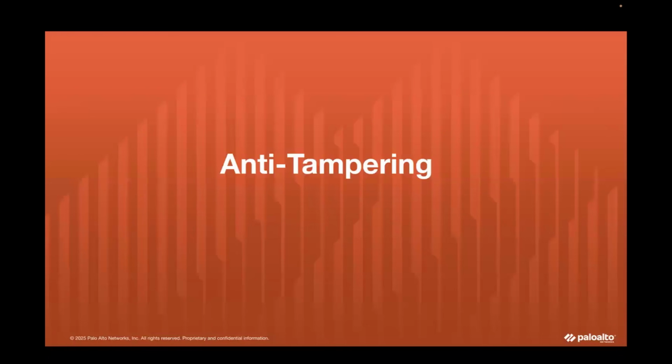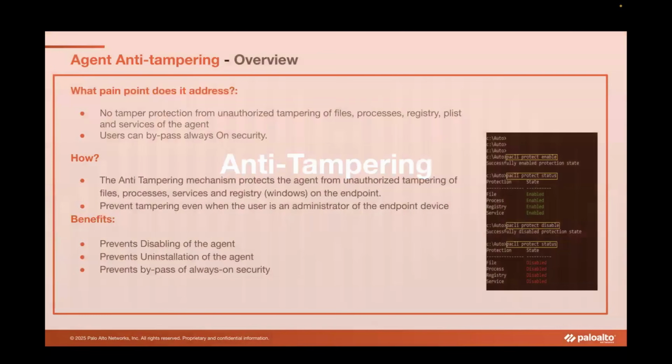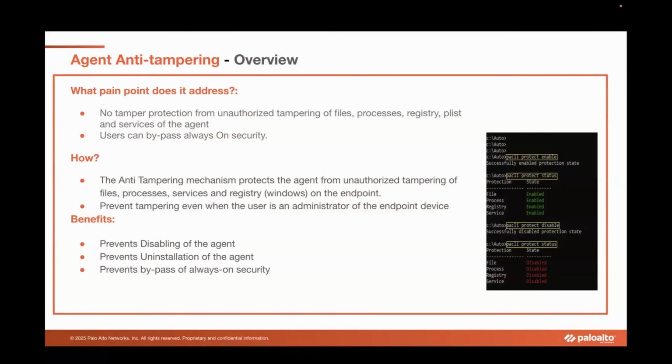Now let's come to the anti-tampering feature, right? So anti-tampering is a capability that we have with the new agent, where you cannot tamper with the agent. You see the anti-tampering status, right? It shows the file, process, registry, and service, which means that you cannot delete or uninstall the agent, delete files related to the agent, modify the registry, or start or stop the process on the agent when the anti-tampering is enabled.